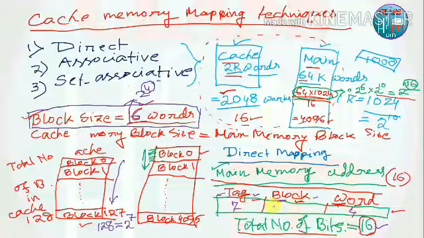Clear? So what will be the block? Block will be 7 plus 4, 11. So 16 minus 11, that means 5. So your block size will be 5. Clear?